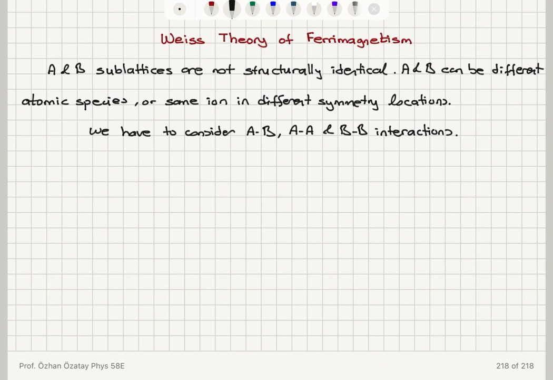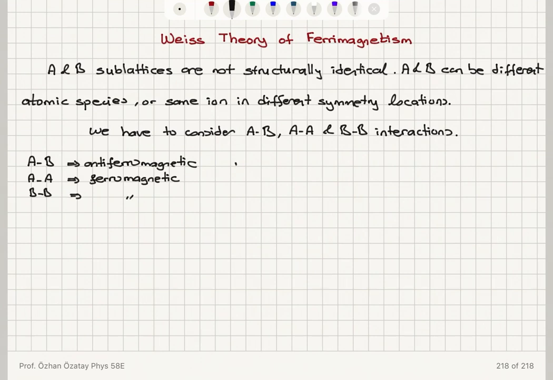Now let's think about how we can take into account these interactions. The first thing we need to note is that A-B interaction is antiferromagnetic. On the other hand, AA interaction is ferromagnetic, and similarly BB interaction is ferromagnetic.